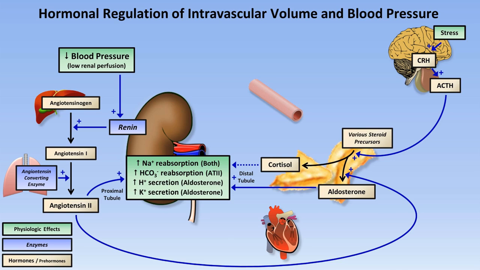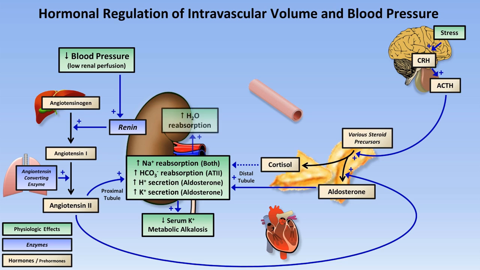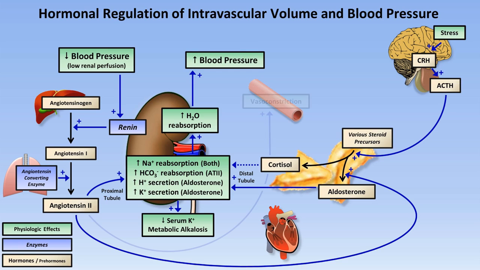The last three of those four actions lead to hypokalemia and a metabolic alkalosis, which are often incidental to the major consequence of the sodium reabsorption, which is stimulation of water reabsorption. Water reabsorption expands the intravascular volume and helps to restore blood pressure. Angiotensin 2 also directly stimulates vasoconstriction, which further increases blood pressure.